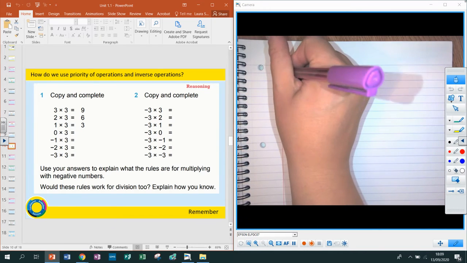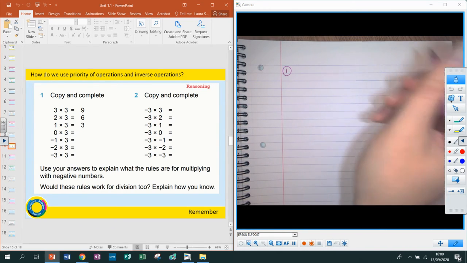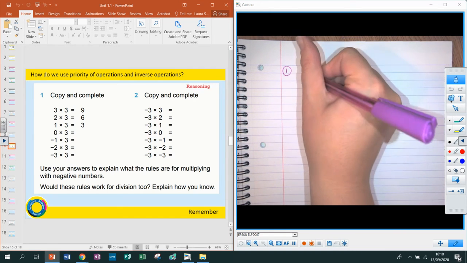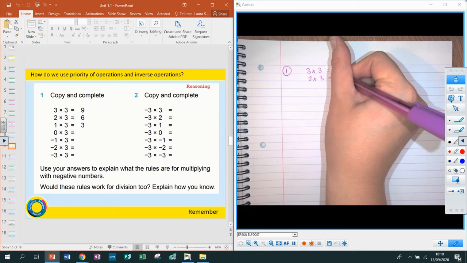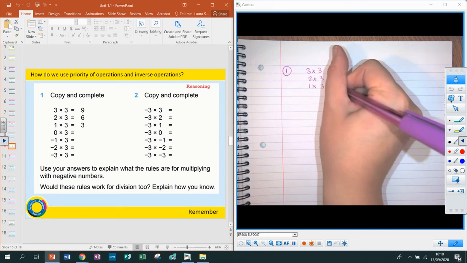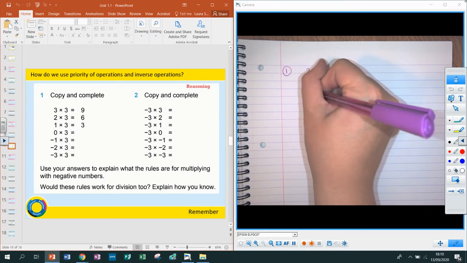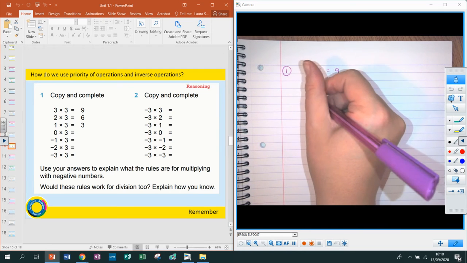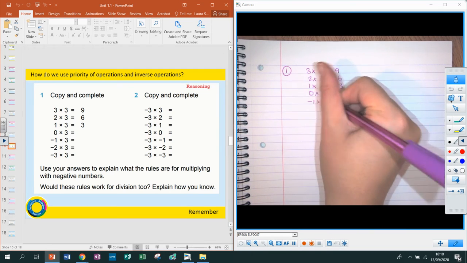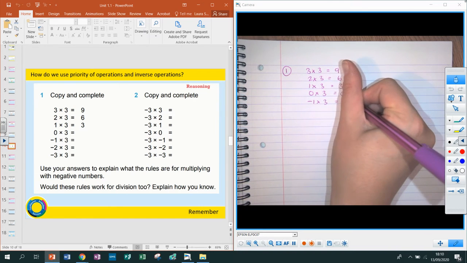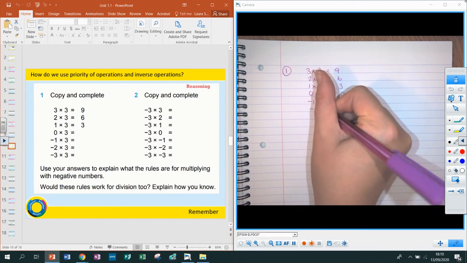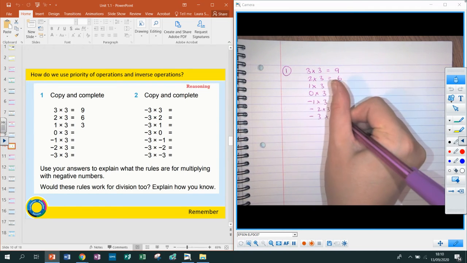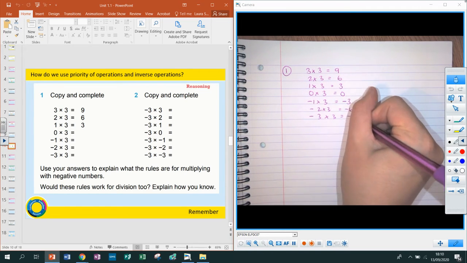Okay, well done. Let's take a look at question 1. It says that we need to finish filling this in. So 3 times 3 is equal to 9. 2 times 3 was equal to 6. 1 times 3 was equal to 3. 0 times 3 is equal to 0. Anything times 0 is 0. Negative 1 times 3 is equal to negative 3. Negative 2 times 3 is equal to negative 6. Negative 3 times 3 is equal to negative 9.